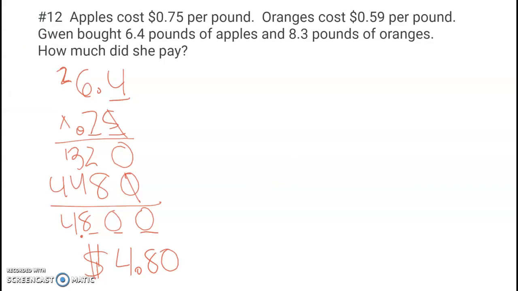Now we're going to go on to the oranges. The oranges, she bought 8.3 pounds of oranges at a cost of 59 cents per pound. And we'll multiply. 3 times 9 is going to be 27. Carry the 2. 8 times 9 is going to be 72. Plus the 2 is 74. I'm moving on, so I put a place value 0 down.